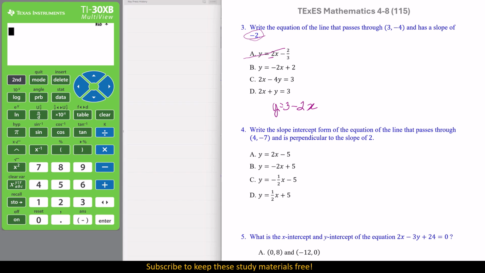With C, I come up with y equals 3 divided by -4, and then minus 2x, and then we have to divide by the -4. So really we have -3/4 plus a half x as our slope. Well, the slope is incorrect, so C is out.